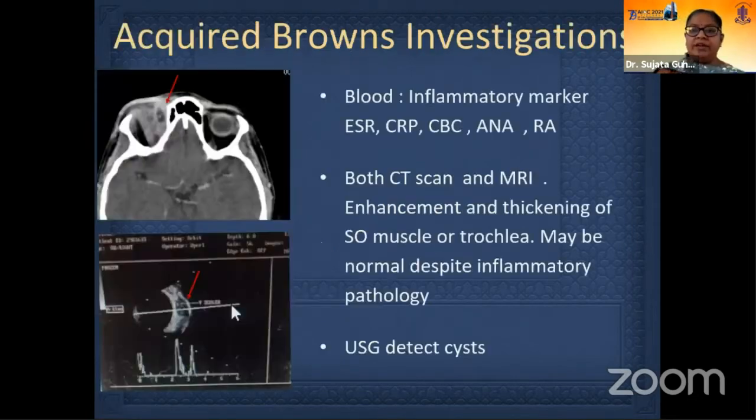So the investigations that could be done are the inflammatory markers in the blood like ESR, CRP, ANA, RA. Both CT and MRI can be done, and in cysticercosis, CT can show a nice enhancement due to the scolex, and the same can be seen on ultrasound. The scolex is a high reflective echo. However, the MRI and the CT both can be normal despite an inflammatory pathology. It might not show enhancement and thickening near the trochlea or in the superior oblique muscle.